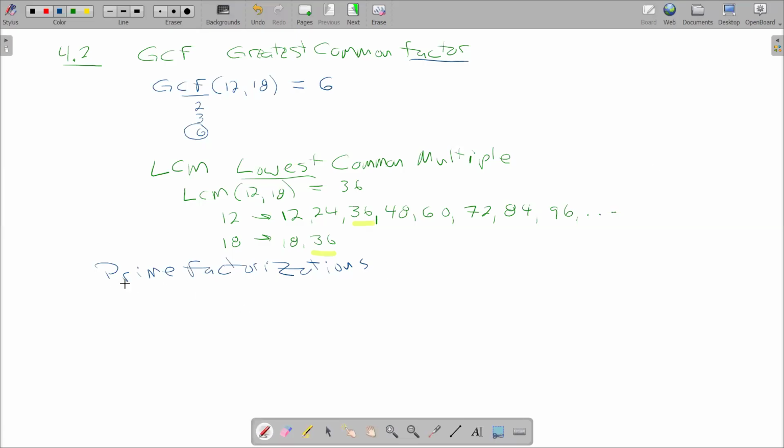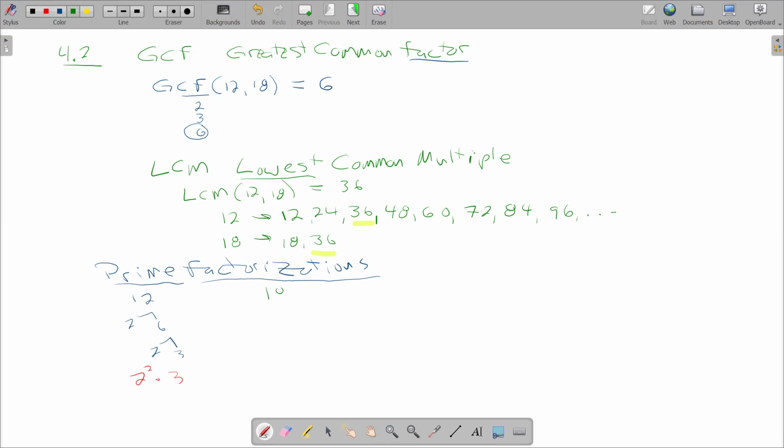Okay, so we're going to look at prime factorizations instead of lists here. And I'm just going to use 18 and 12, or 12 and 18. So we're going to do a tree to make a prime factorization. So 2 goes into 12 6 times, and 2 goes into 6 3 times. So 12 is 2 squared times 3.